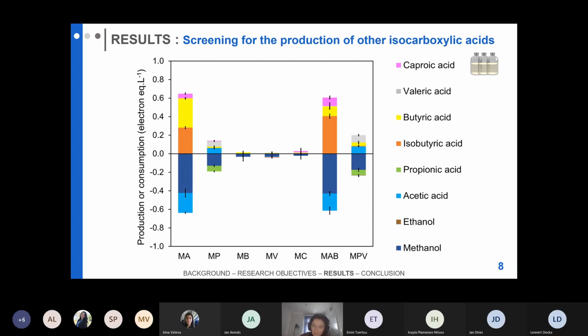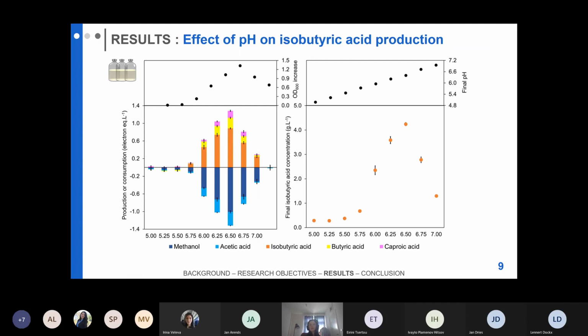selectivity. But one thing that we can see is that, similarly to Eubacterium limosum, luticellarii is also able to produce longer chain carboxylic acids. So we see caproic acid production when even chain carboxylic acids are provided, and we see valeric acid production when odd chain are provided.